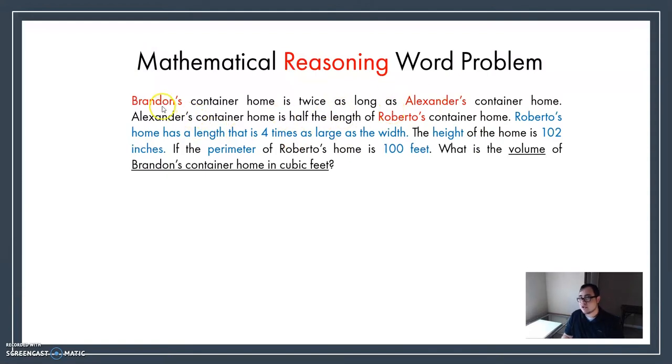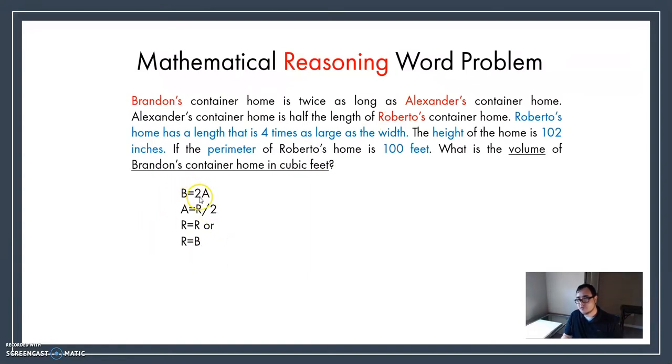So, in red, I have Brandon's, Alexander's, and Roberto's, because we need to identify that we have 3 different people and that we're going to have information for each one of these individuals. So, B represents Brandon, A represents Alexander, and R represents Roberto. I took that information they gave us for each individual and jotted down some notes. I made them short and simple.